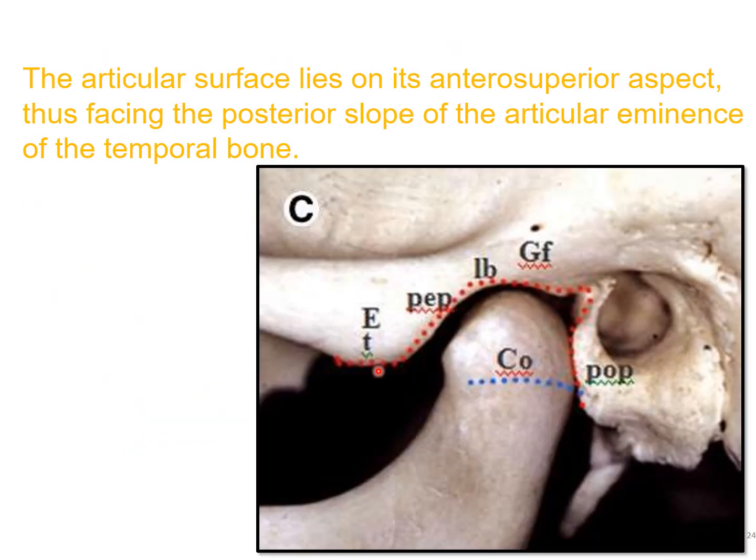Okay, the articular surface lies on its anterosuperior aspect, thus facing the posterior slope of the articular eminence. This is the posterior slope of the articular eminence, just anterior to the external auditory meatus. This is the styloid process. This is the glenoid fossa. This is the articular eminence. Again, as you can see, normally the condyle is in a more posterior and superior position in the glenoid fossa, and the articular eminence dictates the path of gliding or translation of the condylar head.